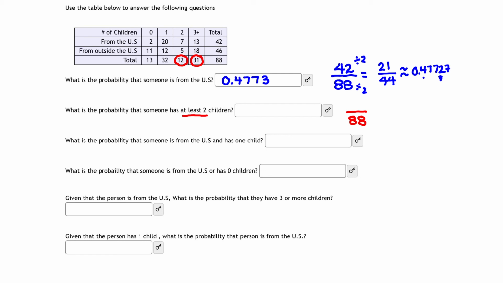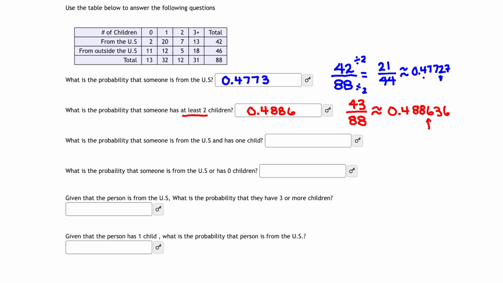12 plus 31 gives us 43 total. So that means there are 43 people with at least 2 children. 43 divided by 88, so throw that into our calculator again. 43 divided by 88 gives us approximately 0.48866. Again, I'm going to go to 4 decimal places, and I'm going to put in 0.4886. This is the probability that someone has at least 2 children. Let's move along and look at the third question.